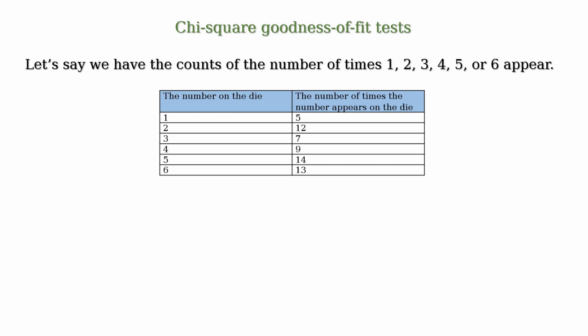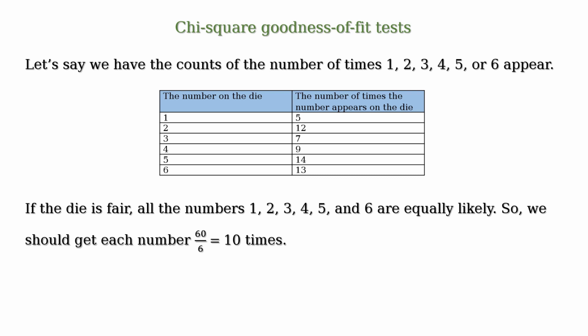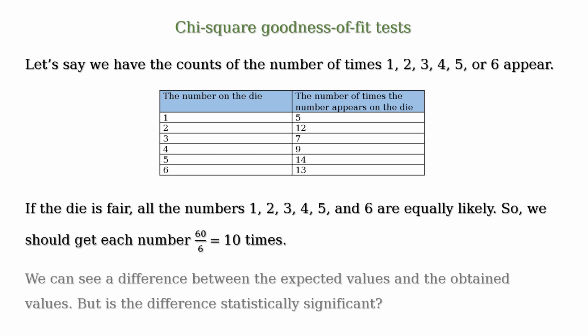Now, if the die is fair, all the numbers from 1 to 6 are equally likely. So, we should get each number 60 by 6, that is 10 times. We can see a difference between the expected values and the obtained values. But is the difference statistically significant? In other words, we want to know whether the categorical variable indeed follows a specific distribution, a discrete uniform distribution in our case, or whether the observed difference arises by chance only. To know that, we can perform a chi-square goodness of fit test.